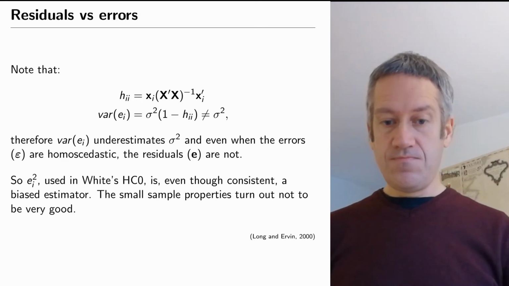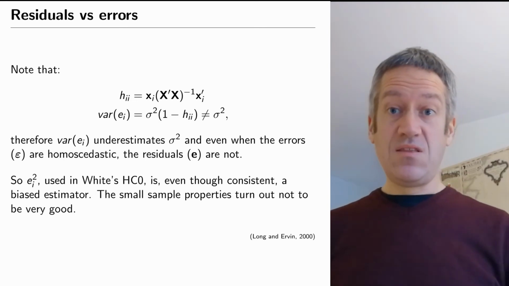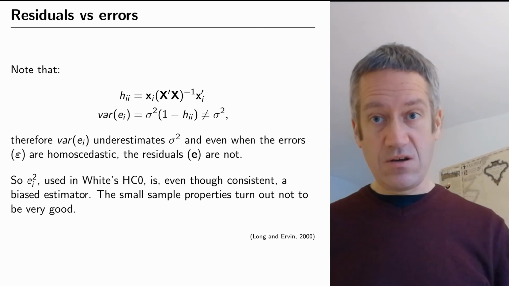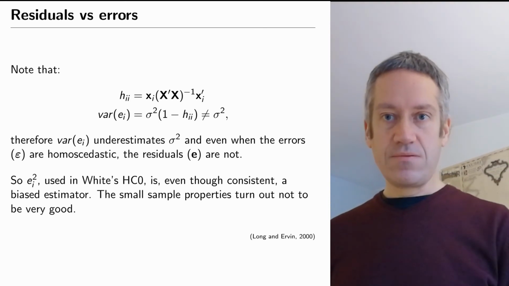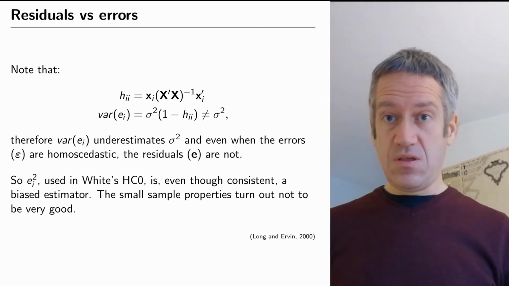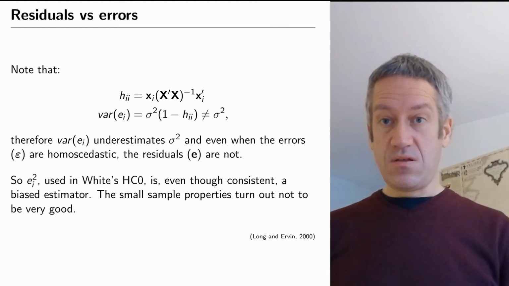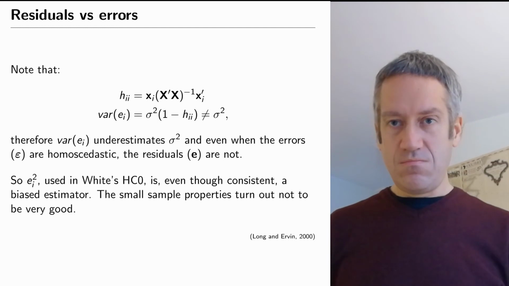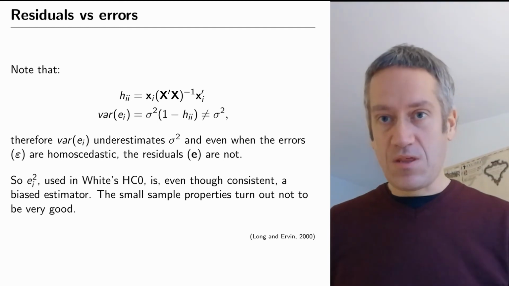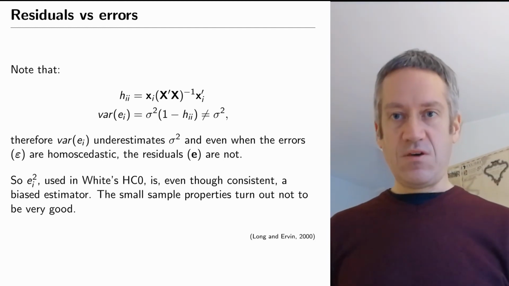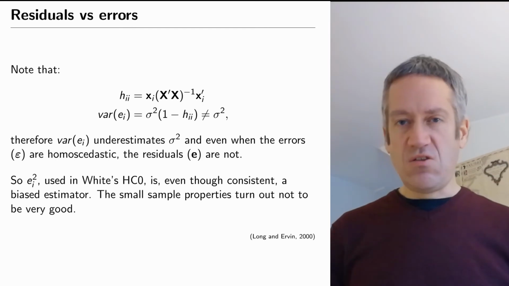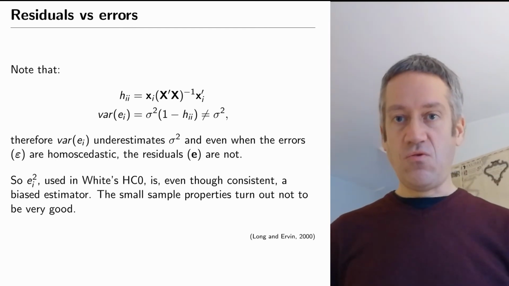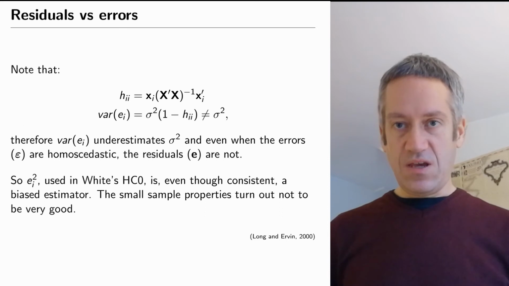So it's biased. Now it is consistent, which means that as the sample size gets larger and larger, these estimates become better and better. But for a fixed sample size, it is going to be biased. And it turns out that if the sample size is not all that big, like a normal sample, then this bias can actually be quite large. So this is not such a great estimator for the variance of the error.